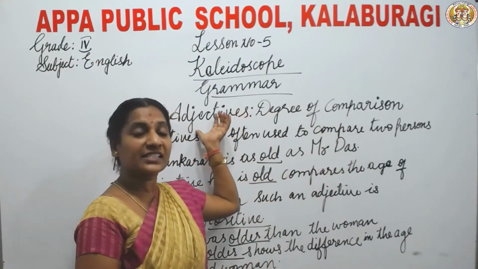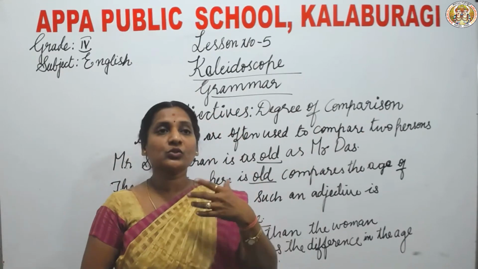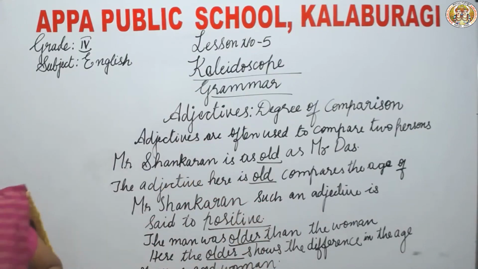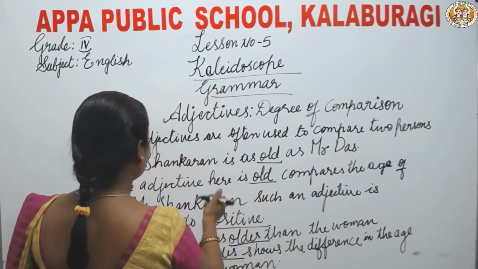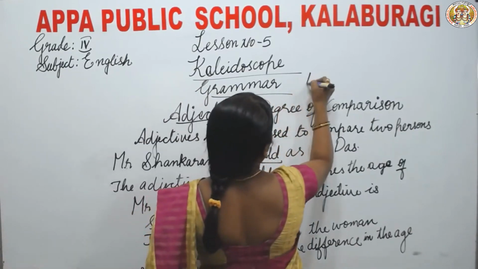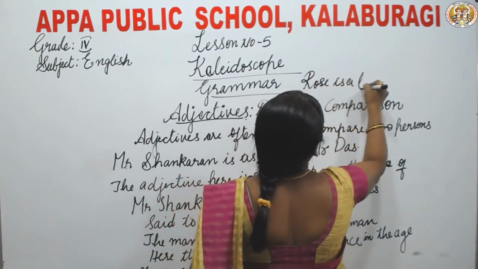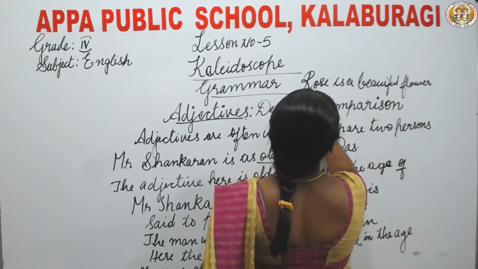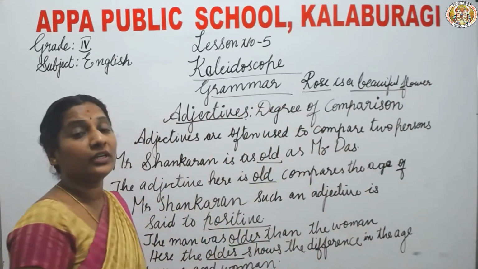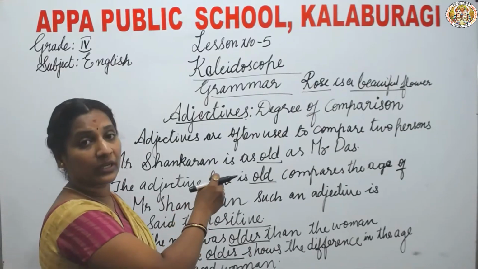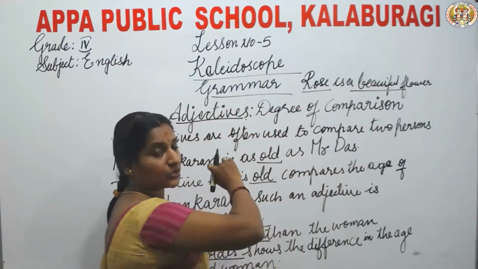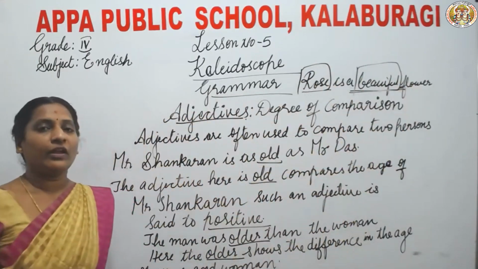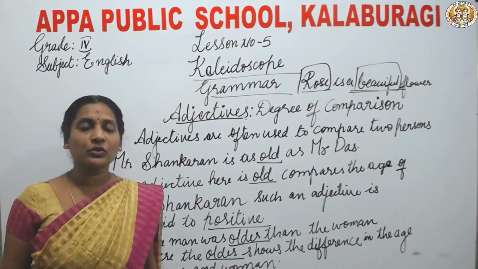Adjective is a describing word. Yes, adjectives are the words which describe in the sentences. For example, Rose is beautiful. I'm describing the rose here, so it is a describing word. An adjective describes the thing or the noun. So this is a noun, and here it describes. Rose is a beautiful flower. I just briefed up, though it is not there in the textbook.